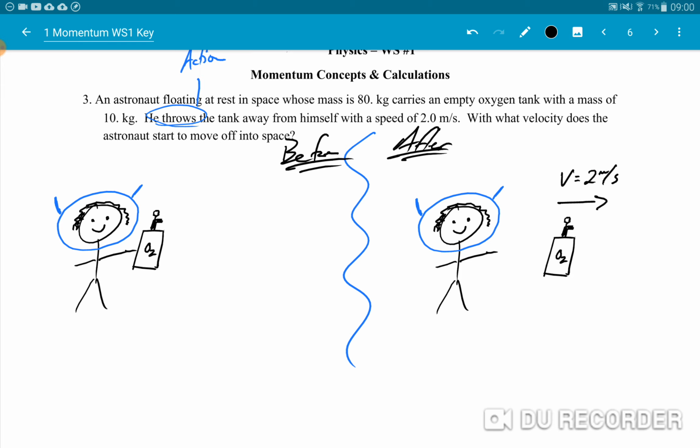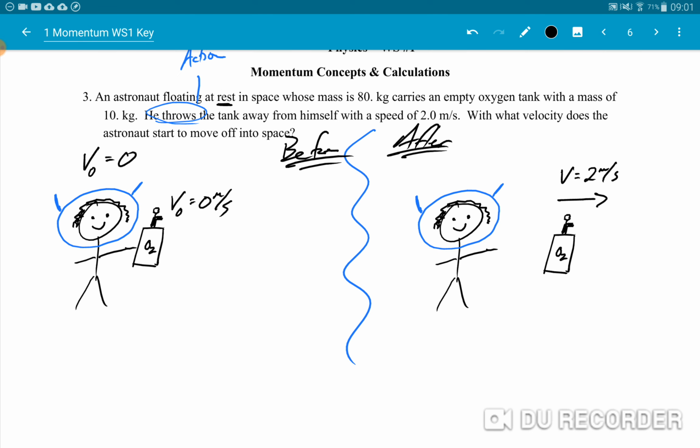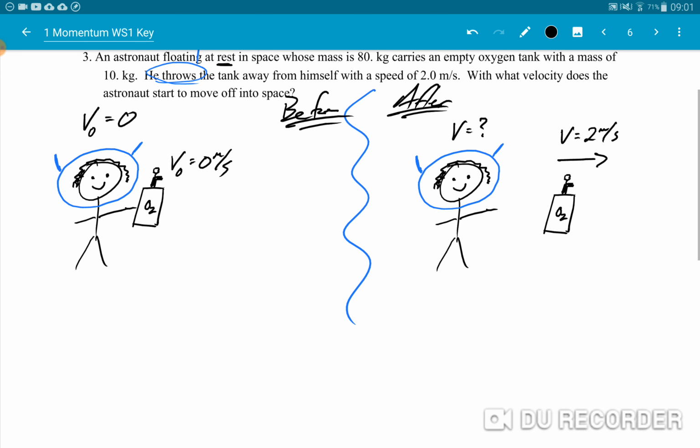Notice we don't know the speed of the astronaut himself. He said that he was at rest at the beginning, so this velocity here is 0. He's currently holding onto that tank, so I know that velocity is 0 there as well. Then the question is, with what velocity does the astronaut start to move off into space? Does he start moving because he threw this thing? Well, let's see what momentum has to say about that.